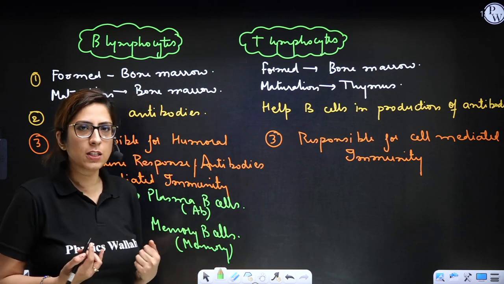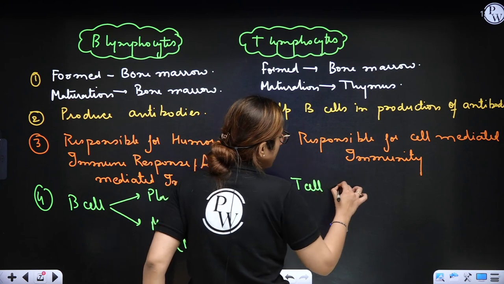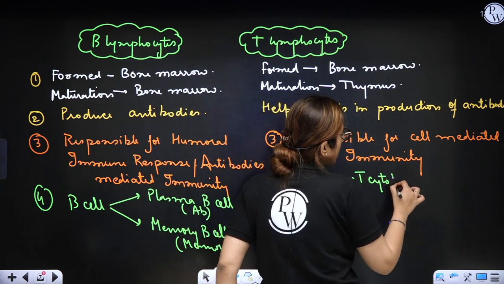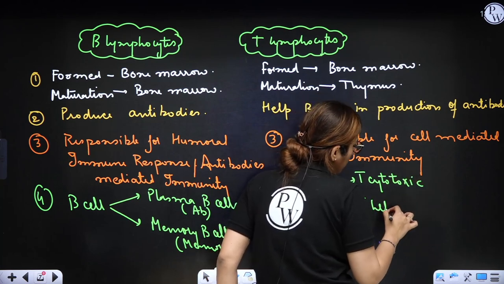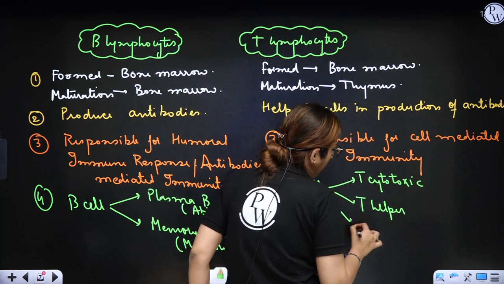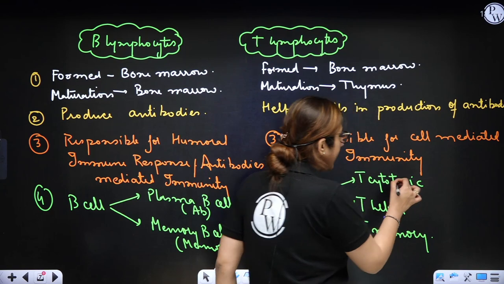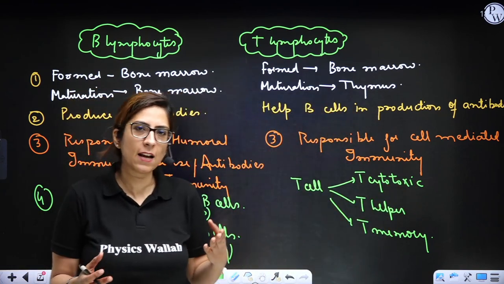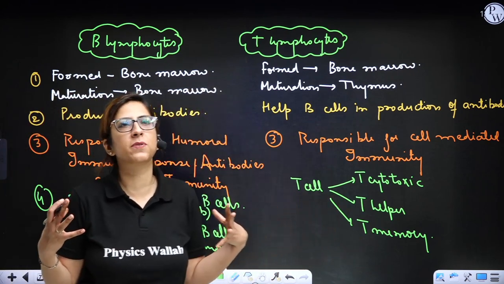Whereas the T cells, the T lymphocytes, are of various types: T cytotoxic, T helper, T memory cell. Cytotoxic cells help in killing, T helper cells help the B cell in the production of antibodies, and the memory cell will help in the recognition.